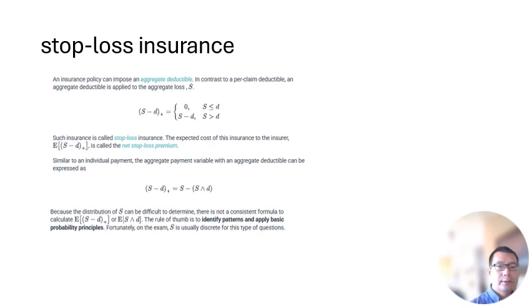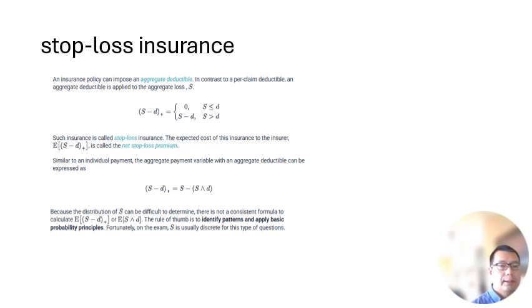In contrast to per claim deductible, an aggregate deductible is applied to the aggregate loss S. So this (S - D)+ will be equal to 0 if S is less than or equal to D. It will be S - D if S is greater than D. Such insurance is called stop loss insurance.